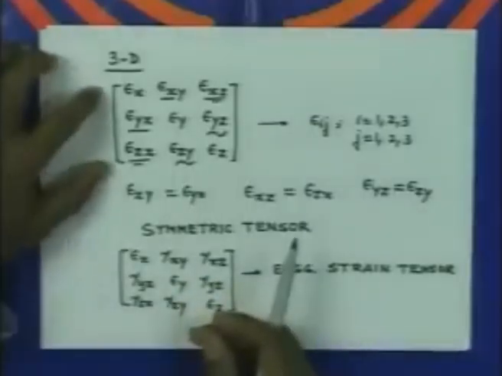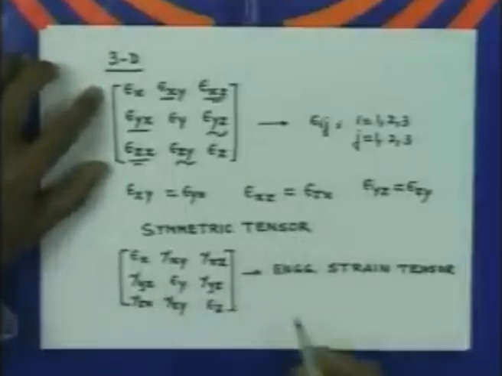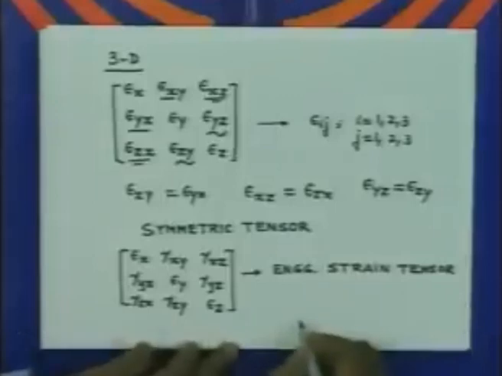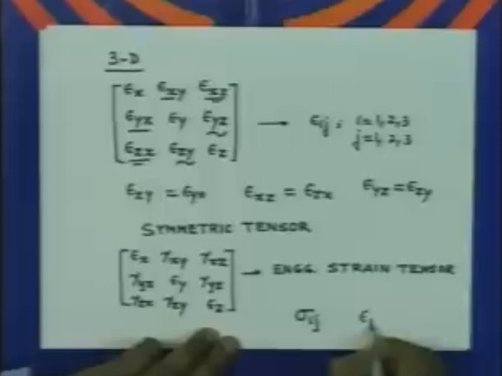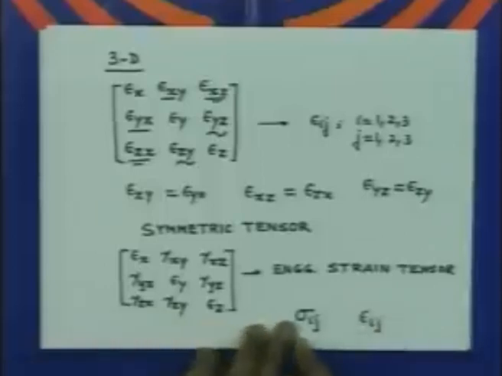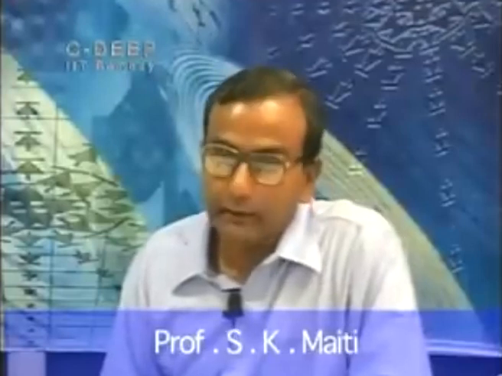The tensorial definition is very important, because for both stress and strain we have symbols: the symbol for stress is sigma ij, and the symbol for strain is epsilon ij. This tensor definition of shear strain will be helpful, because whatever relations we write for sigma ij can be directly adopted for epsilon ij. So this tensor definition is very useful in that way.